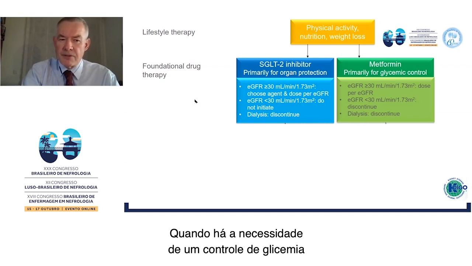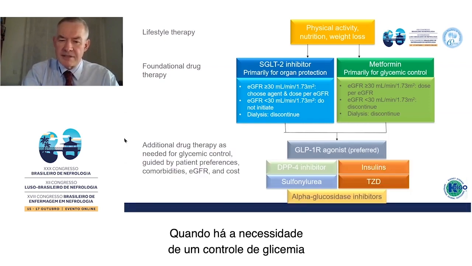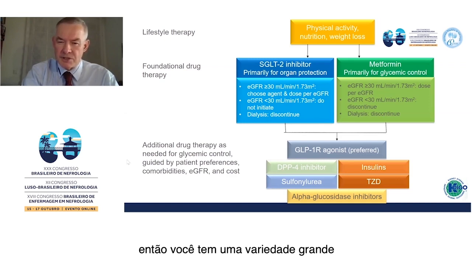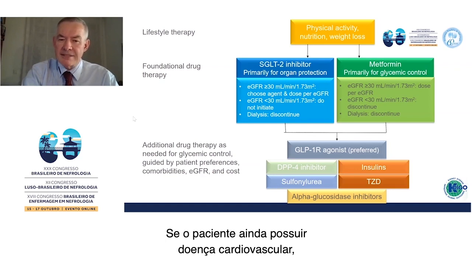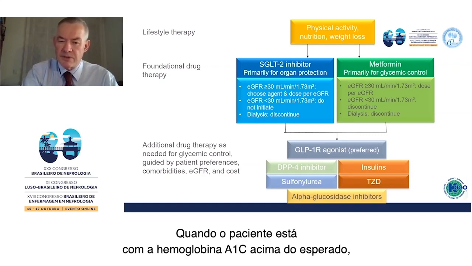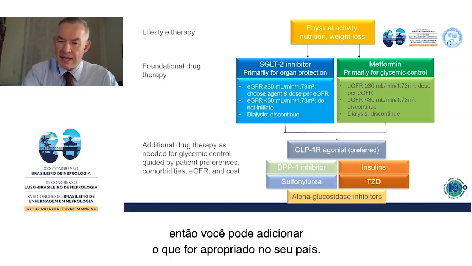Whenever further glycemic control is necessary and additional drug therapy is needed, you have a wide choice of anti-glycemic treatments. If the patient still has cardiovascular disease, then the GLP-1 receptor agonist is the preferred one. Whenever the patient's hemoglobin A1C is above target and you want to add something, you can add whatever is appropriate in your country.